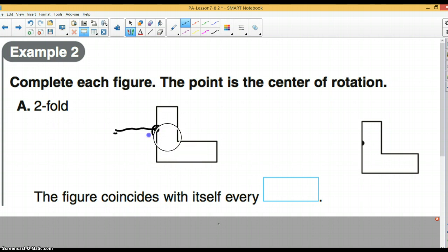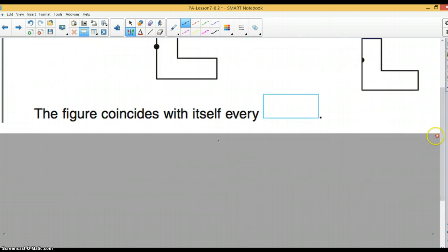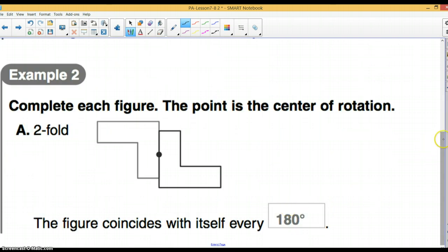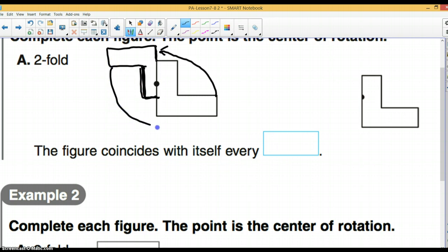So for this shape, it coincides with itself every 180 degrees. So when we'd rotate it, we'd keep rotating, and then it would come up and over. So we need a point that has two-fold symmetry. In order to do that, this shape would need to rotate all the way around. Once we rotate 180 degrees, this part would be up here, and this corner would come all the way down to the bottom.